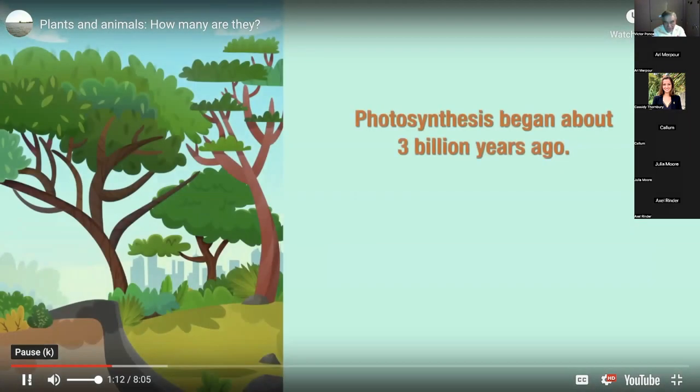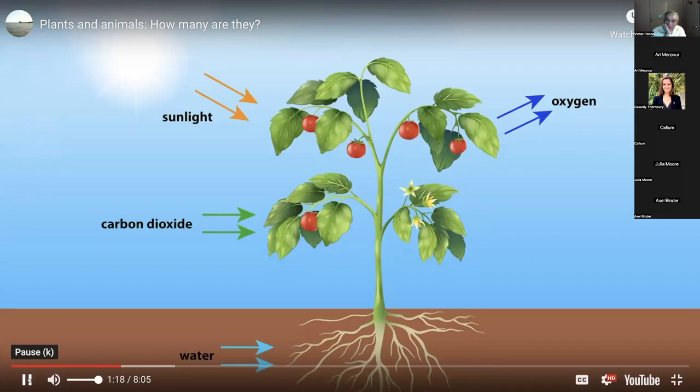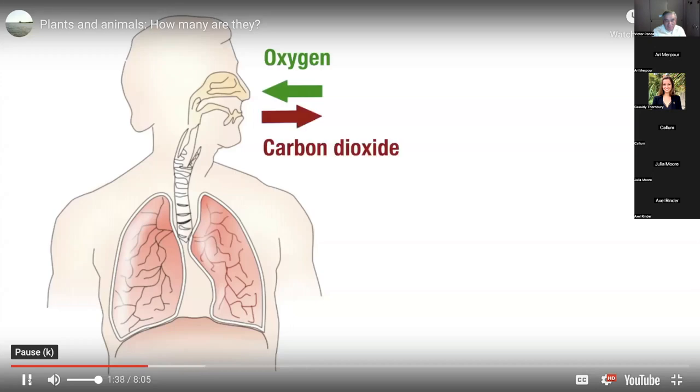Photosynthesis began about 3 billion years ago. Respiration began about 600 million years ago. Photosynthesis is carried out by green plants, which take carbon dioxide from the air, incorporate it into organic matter, and release oxygen as a byproduct. Respiration is carried out by animals, which take oxygen from the air, use it to burn organic matter, and release carbon dioxide as a byproduct.